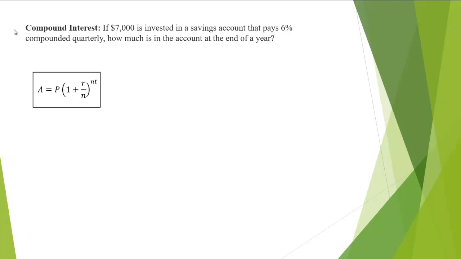Since this problem deals with compound interest, we'll use the compound interest formula. We have P, which is the initial investment, is $7,000. We have R, which is the interest rate, which is set by the bank at 6%. We'll change that to a decimal as 0.06. We have the number of compoundings N as 4. Remember that N is quarterly. And we have the time, which is 1 year. And now we'll substitute these items into the compound interest formula.